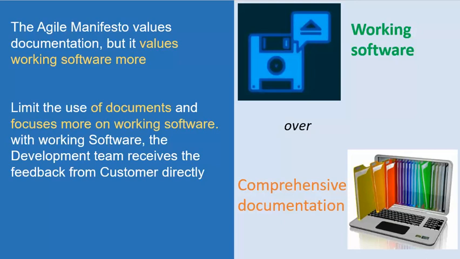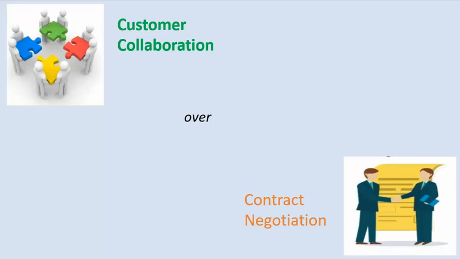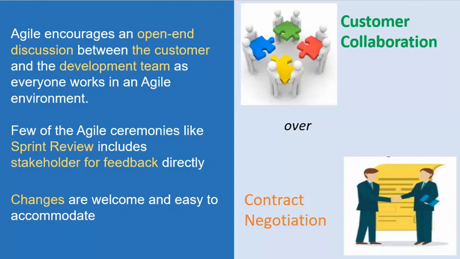Let's try to explore the third part of the Agile Manifesto, wherein we say customer collaboration over contract negotiation. So, as the picture depicts, we negotiate a contract versus collaboratively work with the customer. Agile encourages an open-ended discussion between the customer and the development team as everyone works in an agile environment. A few of the agile ceremonies like sprint review include all the stakeholders for the feedback directly.